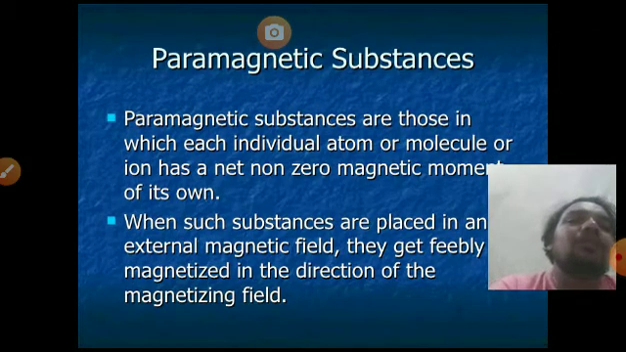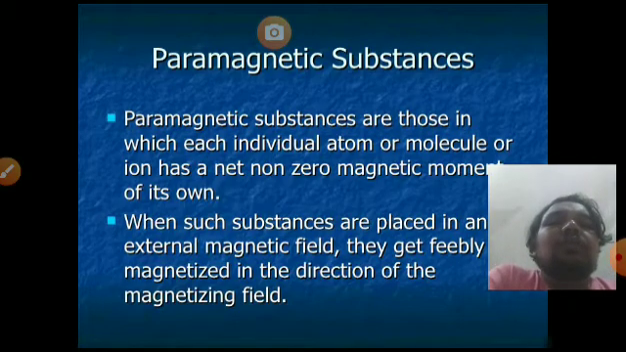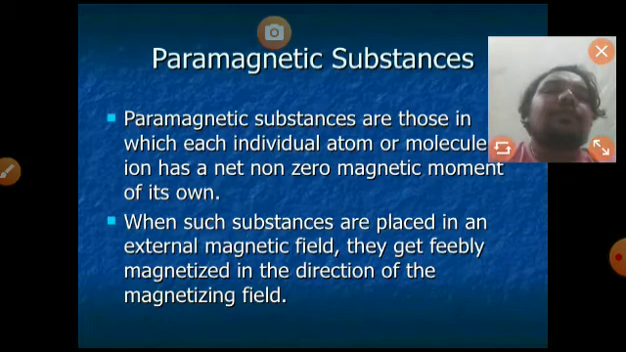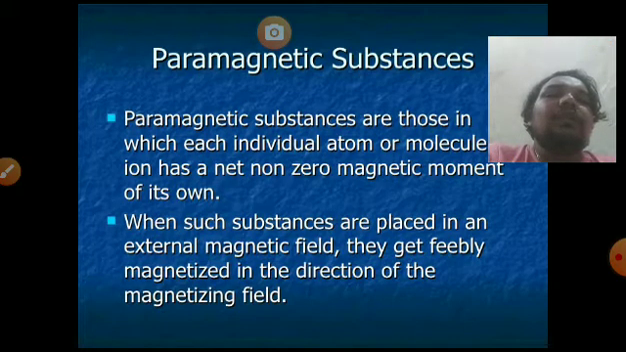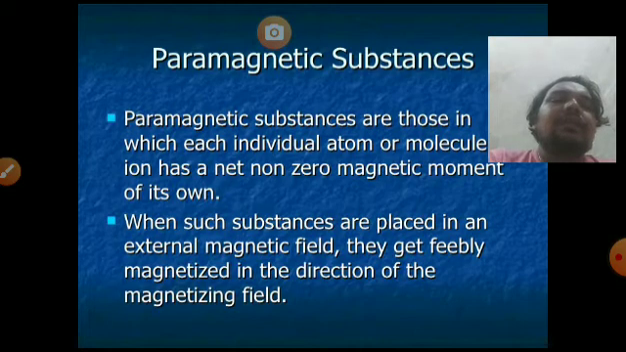Paramagnetic substances are those in which each individual atom, molecule or ion has a non-zero magnetic moment on its own. When such substances are placed in an external magnetic field, they get magnetized in the direction of the magnetic field.